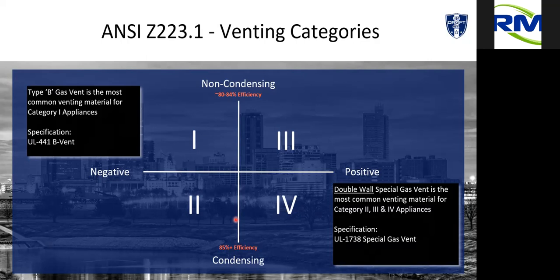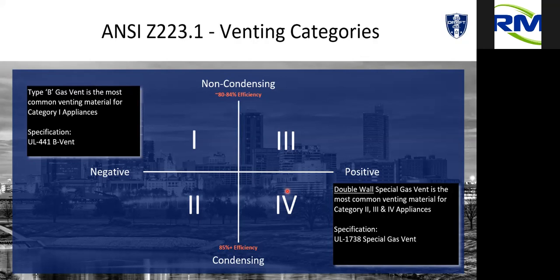UL 1738 covers 2, 3, and 4. 2 and 4 because of the condensing, 3 and 4 because of the positive pressure. So anything that's listed under UL 1738 must pass certain standards to be able to handle the corrosiveness of condensate as well as the positive pressures of 3 and 4. Now, it doesn't talk about materials in the listing, but again, you have to pass these certain tests. So it could be AL294C, it could be 444 stainless, could be 316L stainless.